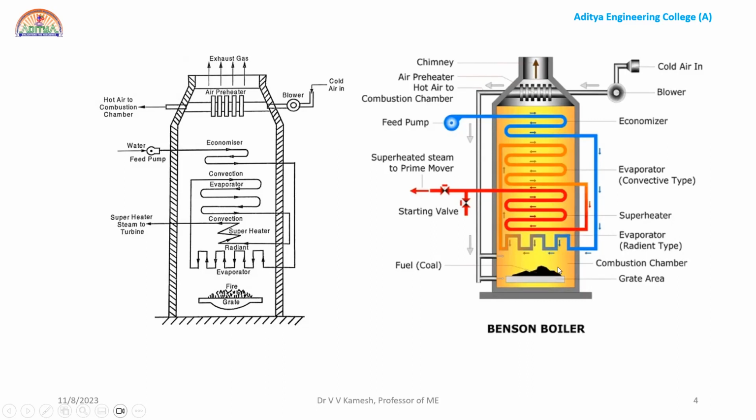Here most of the hot gases, 100% of the heat, will be absorbed by these pipes. These are in direct contact with the hot gases. 100% direct contact. So maximum heat will be taken by the water here. That's why it is called the radiant evaporator. So maximum evaporation and conversion to steam will take place in this radiant evaporator.